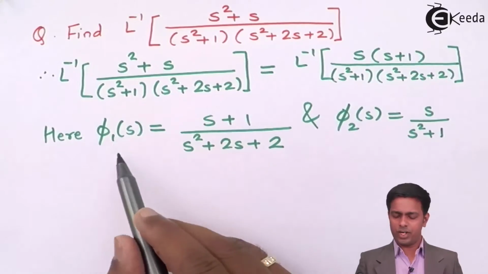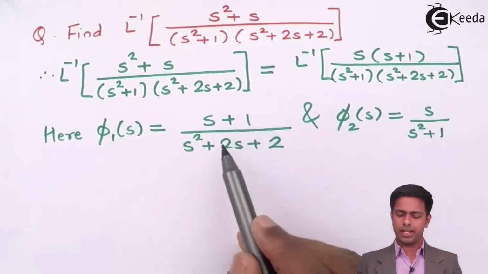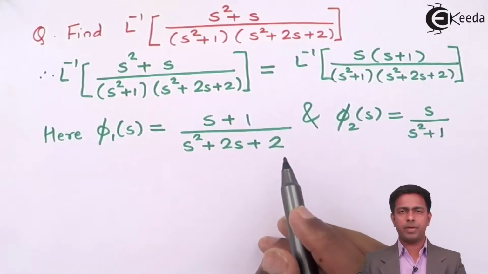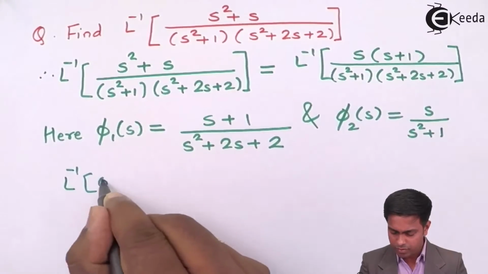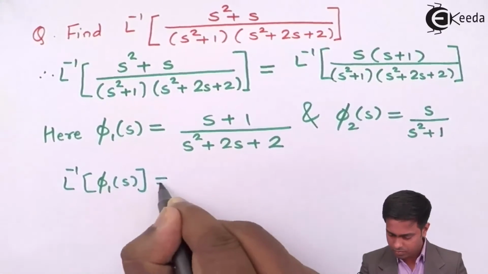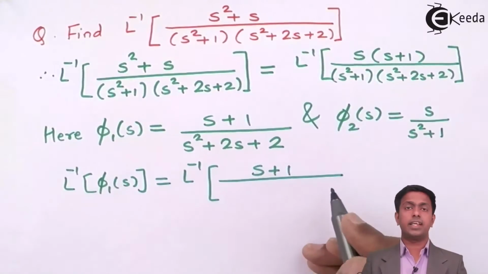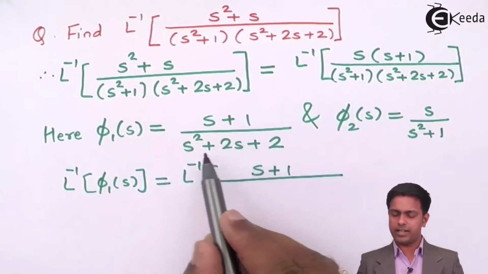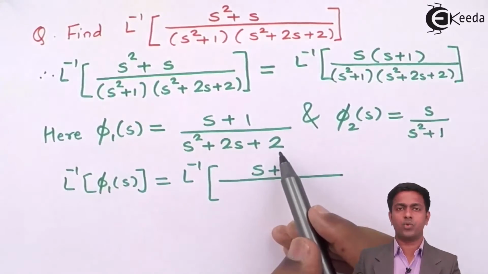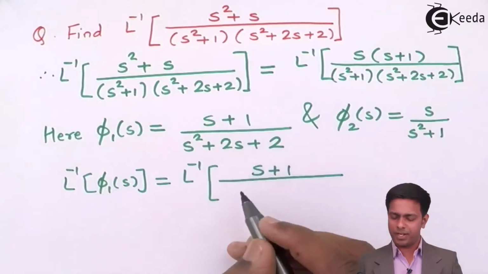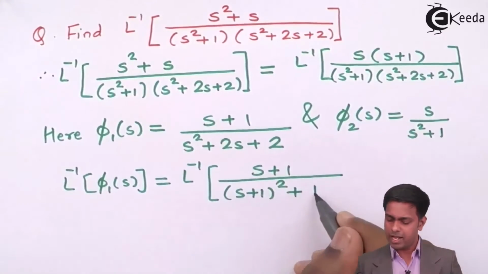If I try to find the inverse Laplace transform of phi1 of s, since I have s plus 1 in the numerator, I'll bring s plus 1 in the denominator as well, so that it becomes a function of s plus 1. So the inverse Laplace transform of phi1 of s is the inverse Laplace transform of s plus 1 as it is, over s square plus 2s plus 1 plus 1. I divided that 2 into two parts, 1 and 1. So s square plus 2s plus 1 becomes s plus 1 the whole square, and 1 remains as it is.